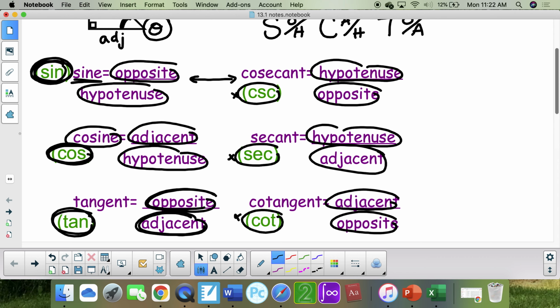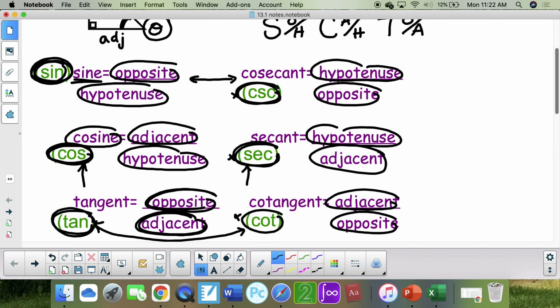Tangent and cotangent kind of go hand in hand with each other because they have the name tangent and cotangent in them. They're reciprocals of each other. These two, a lot of people get mixed up, so this is the way I remember it. Cosine ends in S. Its reciprocal starts with S, so that you don't get it mixed up. That's why cosine and secant are reciprocals of each other. One ends in S and one starts with S.